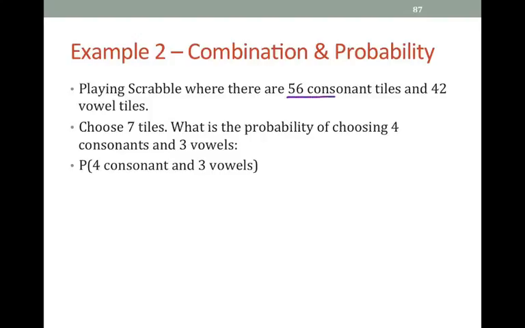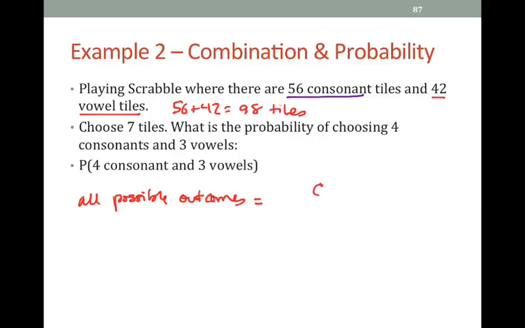Alright, so let's start by thinking about all of the possible 7 tile draws you could take. You're going to start with 56 plus 42, which is 98 possible tiles, and you're going to choose 7. So what are all the possible combinations of tiles? It's going to be 98 choose 7. Big number.